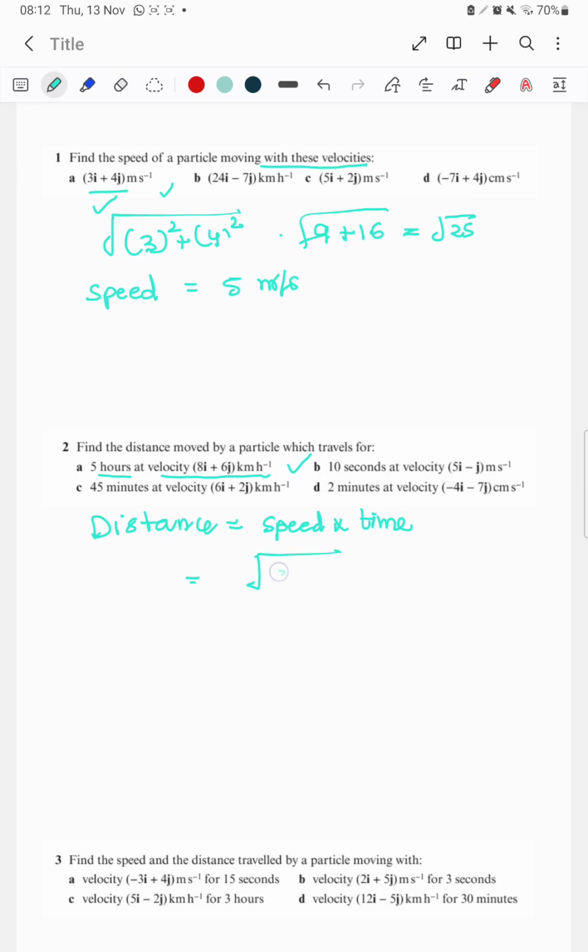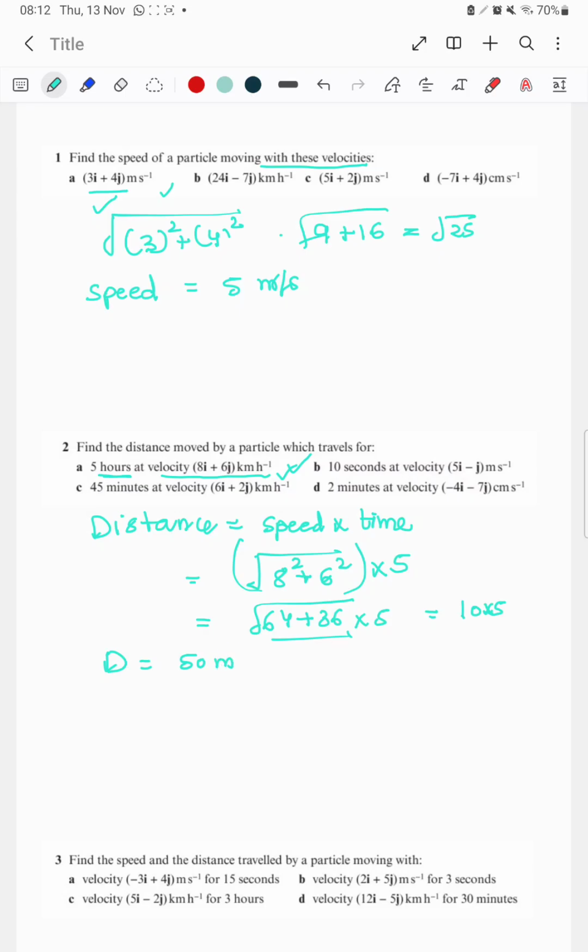So that is equal to 8 squared plus 6 squared and then square root of that, times the time, which is 5 hours. Here the unit of velocity is kilometers per hour and the time is also given in hours, so there is no need to change anything. So this is 64 plus 36 square root times 5, and that is the square root of 100, which is 10. So 10 times 5. So distance is equal to 50 kilometers. This is the first way.